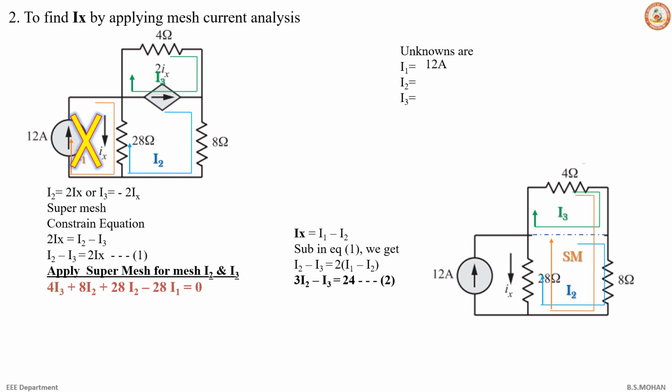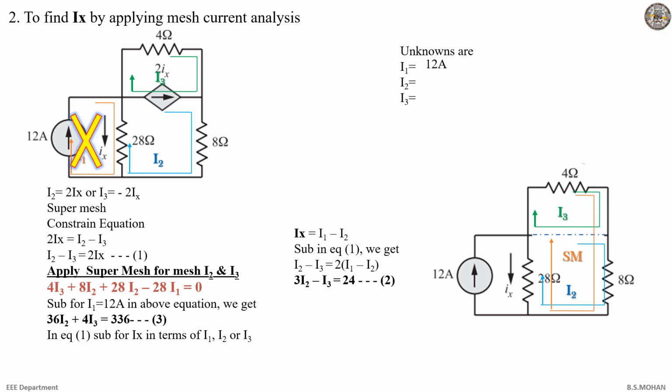Now what should we do in the next step? What should we eliminate? Yes, you're right, you have guessed it rightly. As discussed, I1 should be substituted as 12 amperes. Why? Because the two unknowns are I2 and I3 only. Thus, we have the third equation. So these two are equation 2 and equation 3. Solve them using calculators, and you'll get the answer as 9 amperes and 3 amperes.